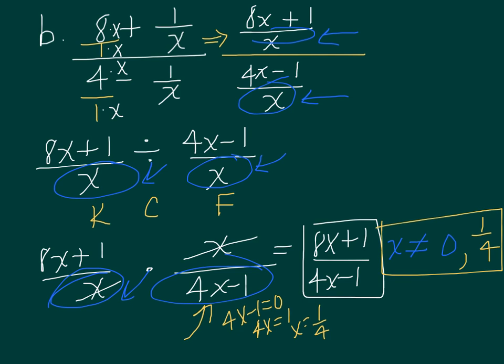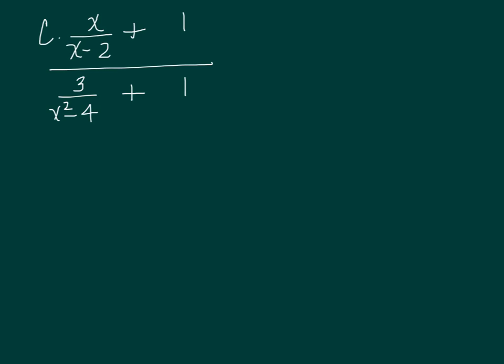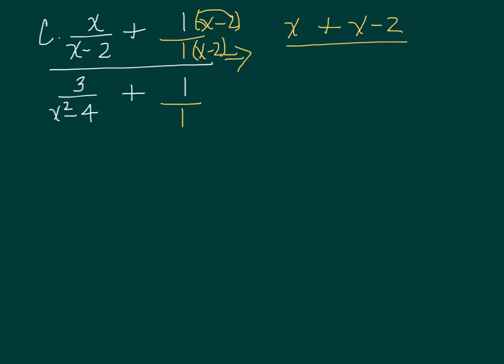Okay, last one. So the first thing I do, remember, is I make sure all my fractions have denominators. And then I'm going to work with the top to get one fraction. So this denominator has x minus 2. The second one needs 1. Whatever you do to the bottom, you have to do to the top. So I'm left with x plus, I'm going to just distribute the 1, x minus 2 all over x minus 2.